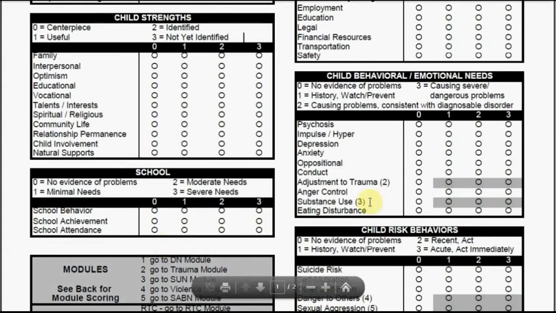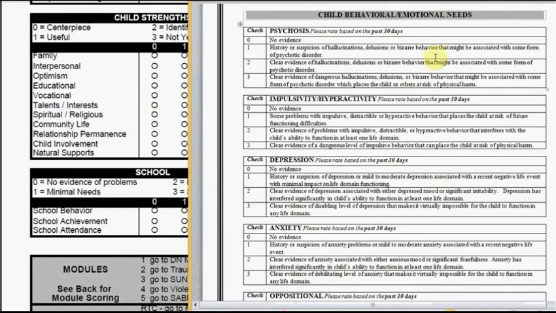Hello, we continue with completing the CANS and we are looking at the next domain. We are going to be reviewing the child behavioral emotional needs. I'm going to start with the first item, which is psychosis.